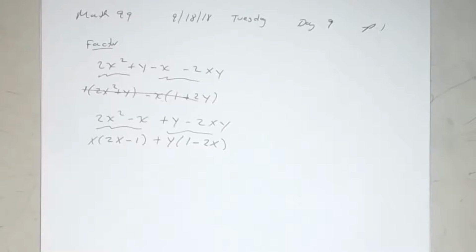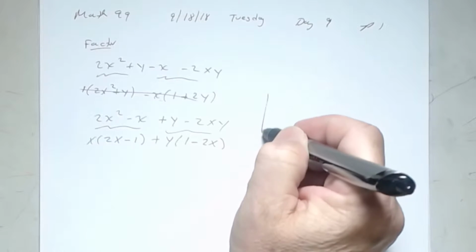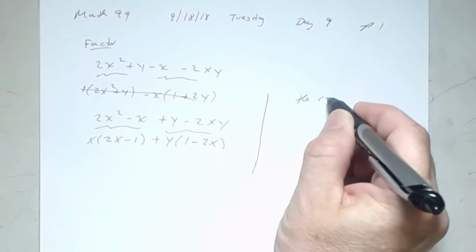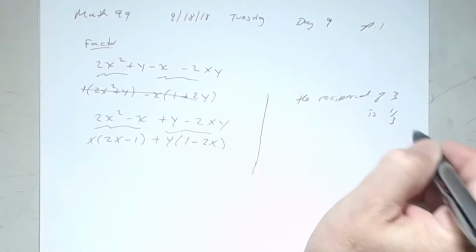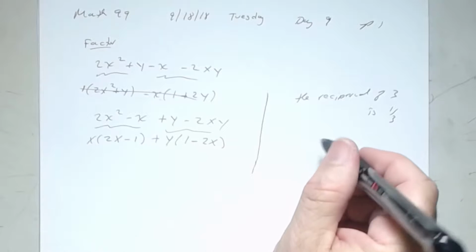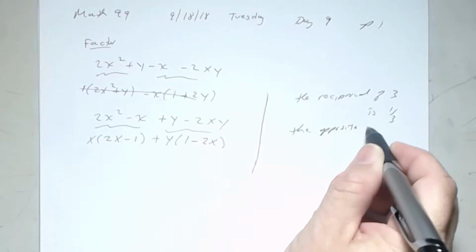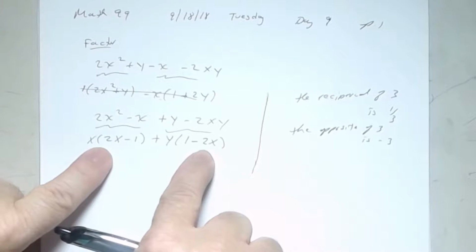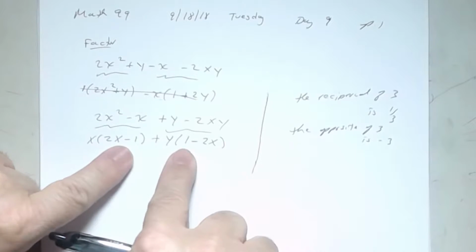But they're closer. Well, not the reciprocal. I think I know what you're trying to say, but they're not reciprocals, because the reciprocal of 3 is 1/3. The opposite of 3 is negative 3. And if you look at this, 2x, and this is what? Negative 2x. This is negative 1, and this is positive 1. So they're opposites, right?